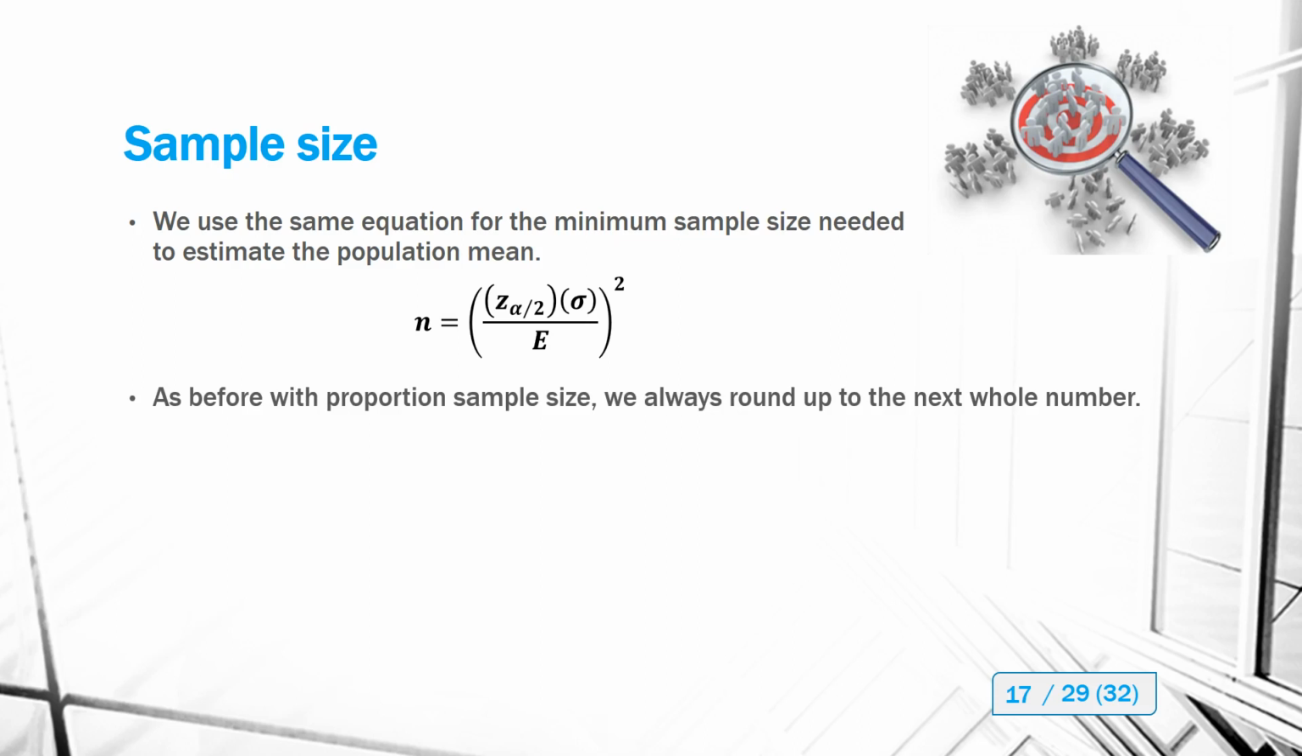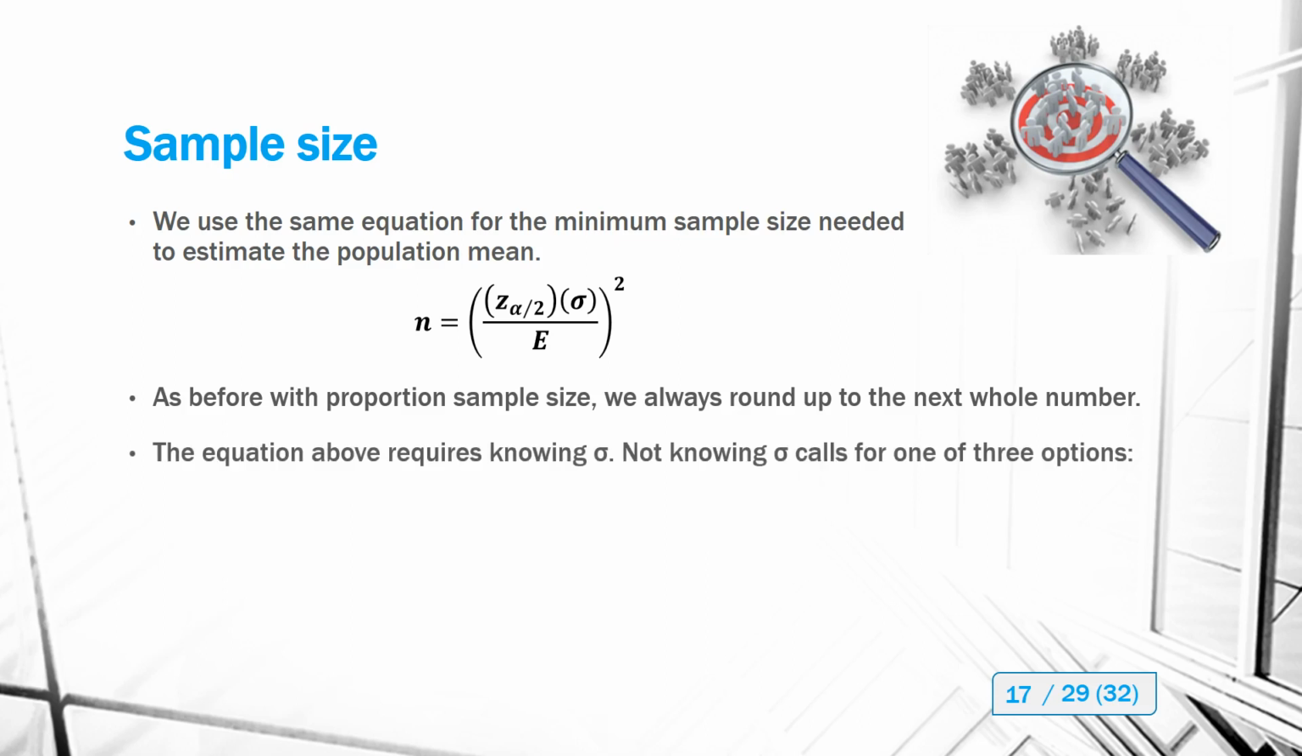But what if we don't know what the population standard deviation is? Well, that means we have three options. The first option is to use the range rule of thumb to estimate the standard deviation. Remember that the range is basically 2 standard deviations on either side. So if we take the range and divide it by 4, that gives us an estimate for the population standard deviation.